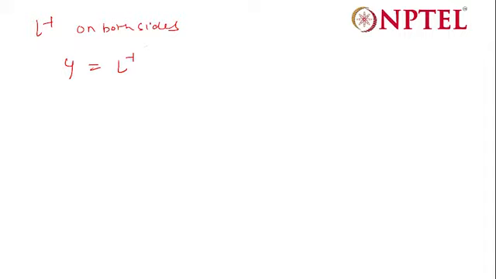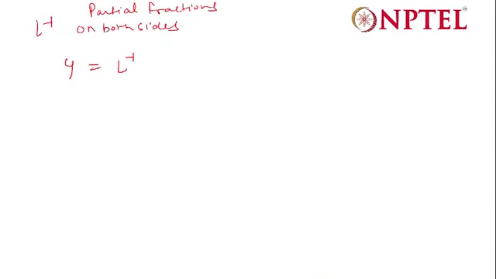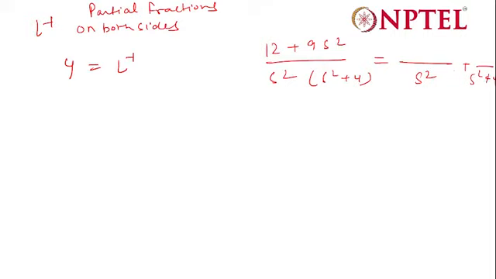One more thing which is a prerequisite before Laplace transform is partial fractions. You all know about partial fractions, right? You can convert this fraction, 12 plus 9 s square divided by s square into s square plus 4, into partial form. You all know how to convert it into partial fractions? Okay, we can take a class on that if you don't know. But that is not much required, because as you have seen, the question is very lengthy. In GATE, they don't ask such lengthy questions.